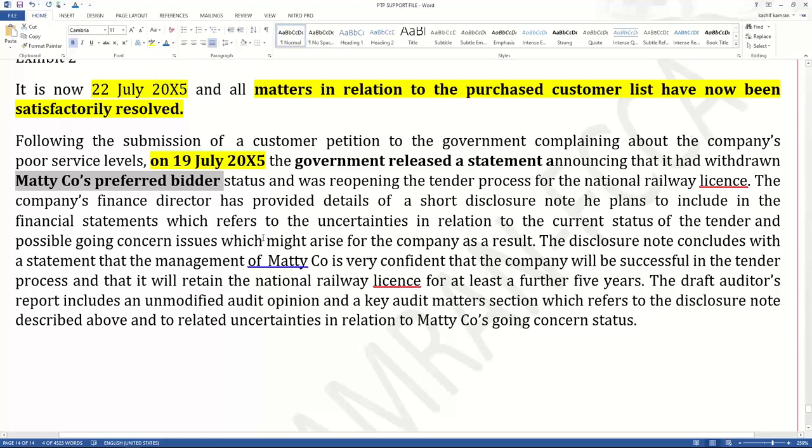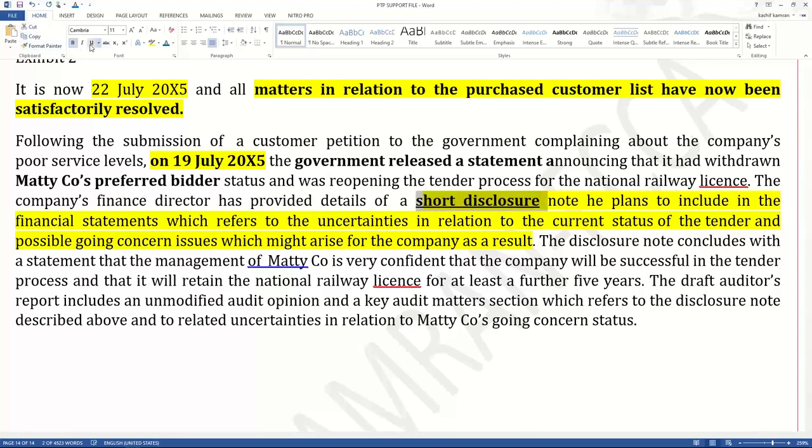Okay, the company's finance director has provided details of a short disclosure note he plans to include in the financial statement, which refers to the uncertainty in relation to the current status of the tender and possible going concern issues which might arise as a result. So is the finance director putting a short disclosure in the notes to the financial statement about the going concern problem? Look at this word here, short. It's not a complete disclosure. It's a short disclosure. What does IAS 1 require? IAS 1 requires a complete, adequate disclosure.